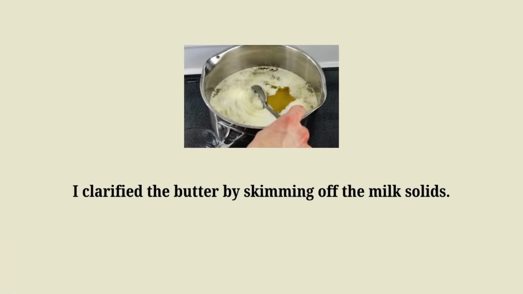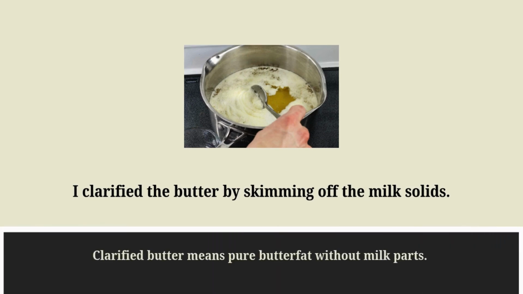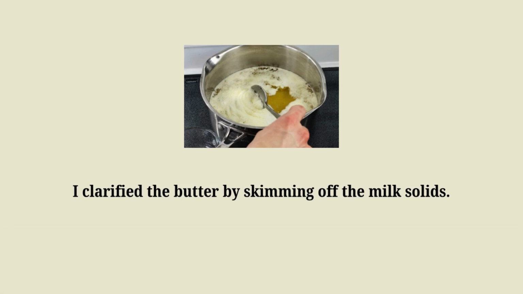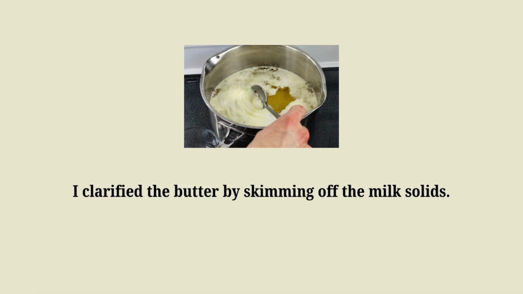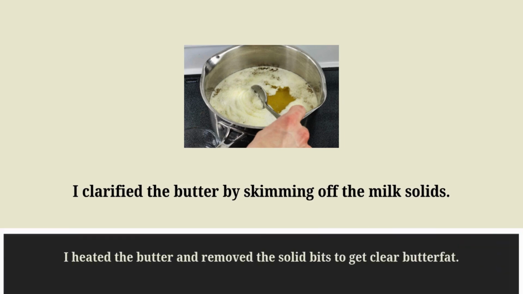I clarified the butter by skimming off the milk solids. Clarified butter means pure butter fat without milk parts. And skimming off means taking away the solids floating on top. So in simple terms, I heated the butter and removed the solid bits to get clear butter fat.